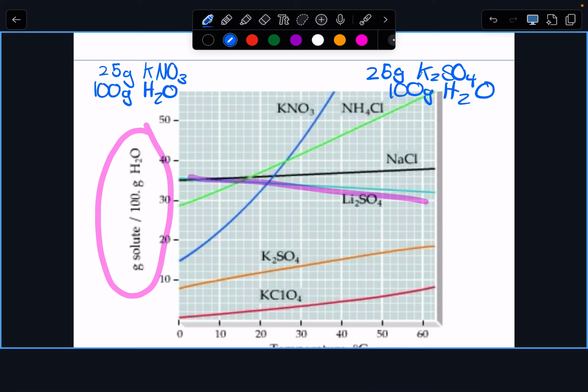Okay, so look at this table and tell me at room temperature, so at about 20 degrees Celsius, will all of this dissolve? So will it be saturated or unsaturated? That's the real question. Will it be saturated or unsaturated, this amount of salt at 20 degrees Celsius? So this would be good practice for reading this chart.